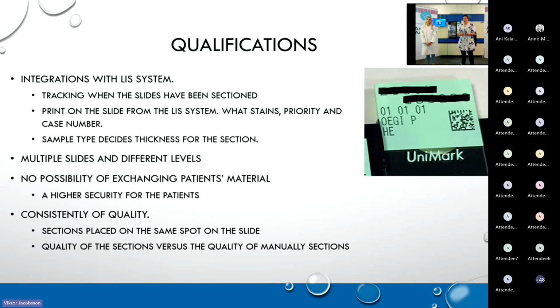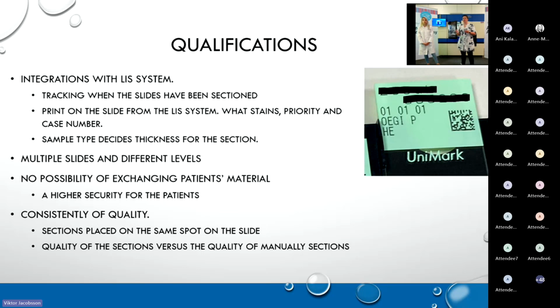The sample type in our laboratory is set up so that the sample type decides which thickness the section should have. So it varies depending on what type of specimens you have in our department, and we go from 4 to around 8 microns.